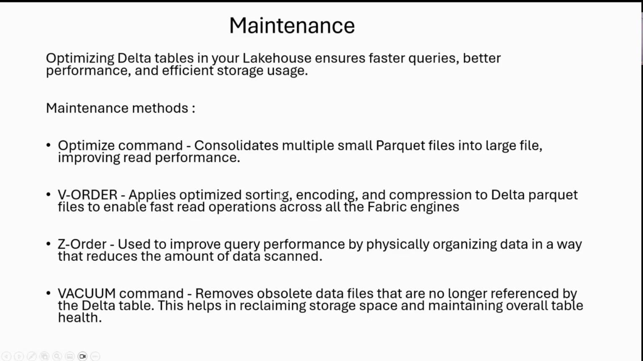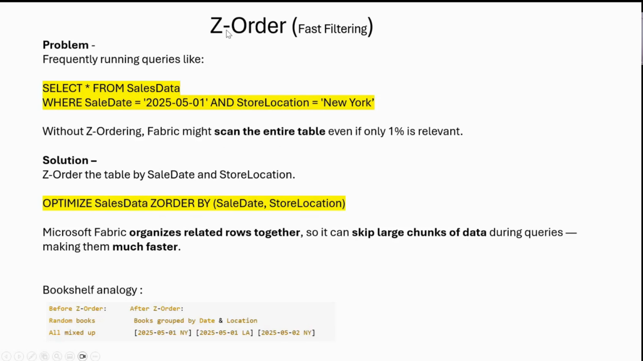Now, before we go to optimize, let's understand the V order and Z order so that once we take the practical route, you will understand what is happening. Now, let's understand the problem statement behind this. Imagine that I am frequently running queries like select star from the sales data where sales date is in this, meaning I want to filter out a specific subset of data. Now, in case there is no Z order, Fabric would have to scan the entire table even if only 1% of the data is relevant.